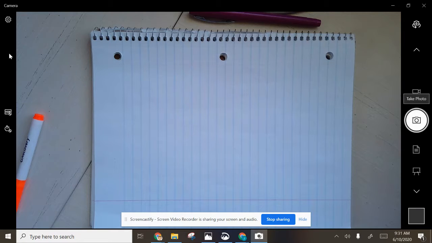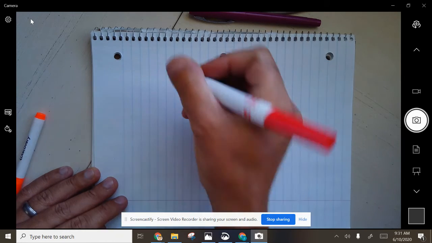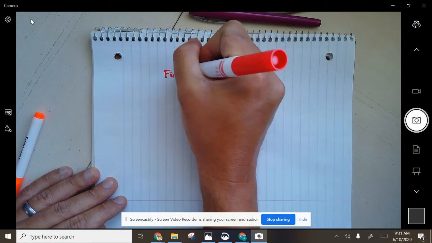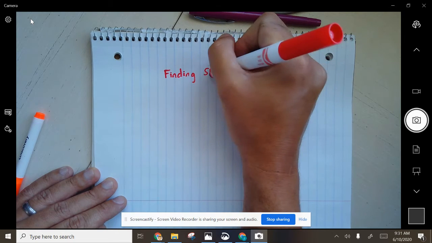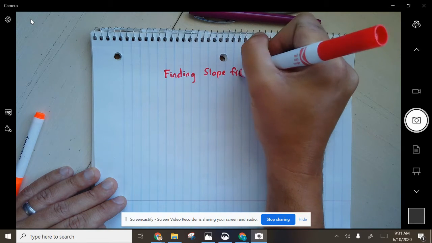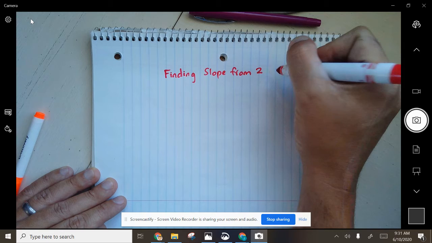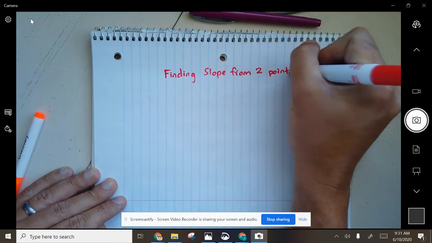All right, guys, you're having your notebooks out. You're taking these notes as well. So I'll probably have a Flipgrid tomorrow where you're going to have to show me both pages of notes, yesterday's notes and today's notes. The title of today's notes is Finding Slope from 2 points.